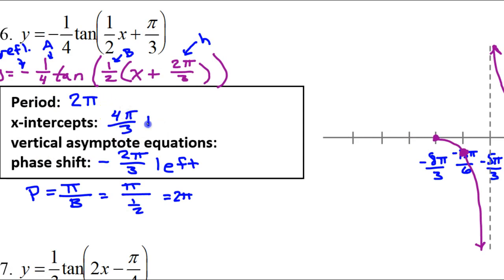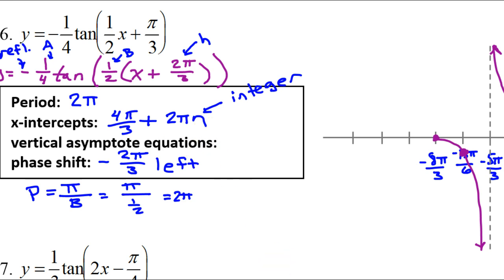Now because they only happen once per period, I can add multiples of the period. So in this case the period is 2 pi, so I'm going to put plus 2 pi n. And if I let n be an integer, that includes positive values and negative values. So it'll get the x-intercepts going to the left and to the right.